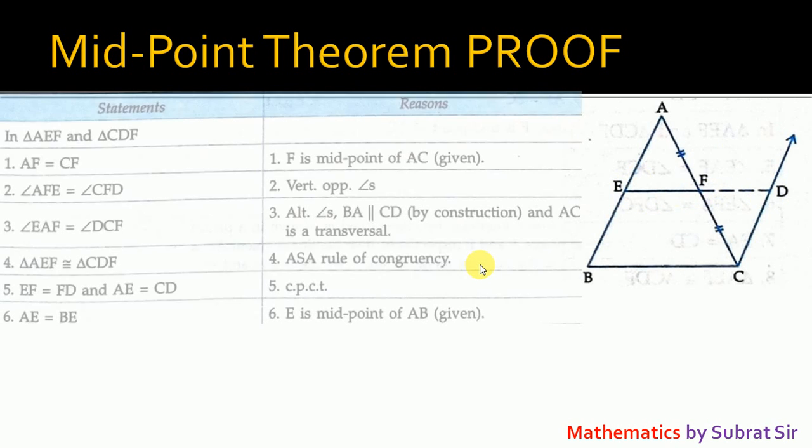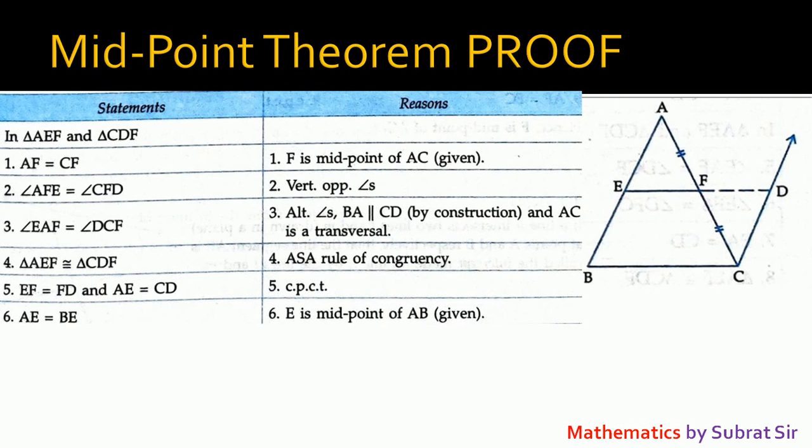Then to prove, we'll write the statements and also the reasons. In these two triangles, triangle AEF and triangle CDF, AF is equal to FC, because F is the midpoint, it is given. Then angle AFE is equal to angle CFD, because these two angles are vertically opposite angles.